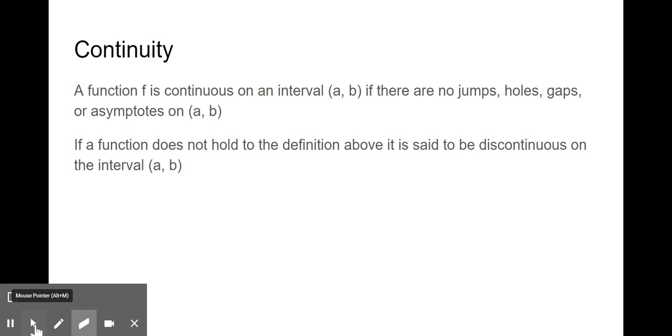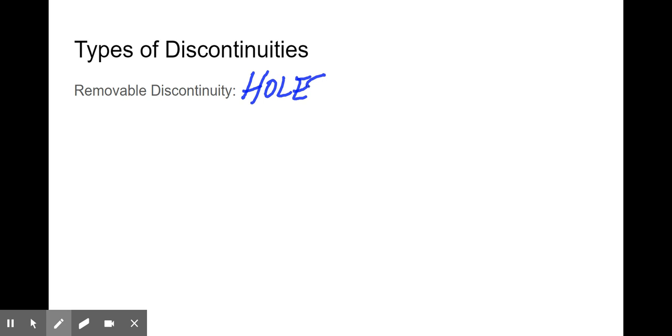All right, so there's your definition, pretty simple definition. Let's go on our way here. There are two types of discontinuities that you need to know about. One of them is called a removable discontinuity. Examples of removable discontinuities, let's start with that, would be holes. Holes are removable discontinuities.